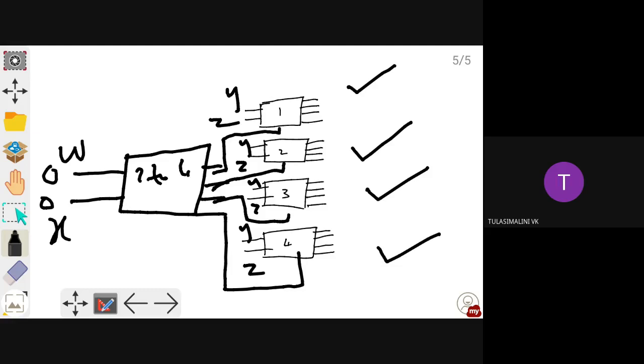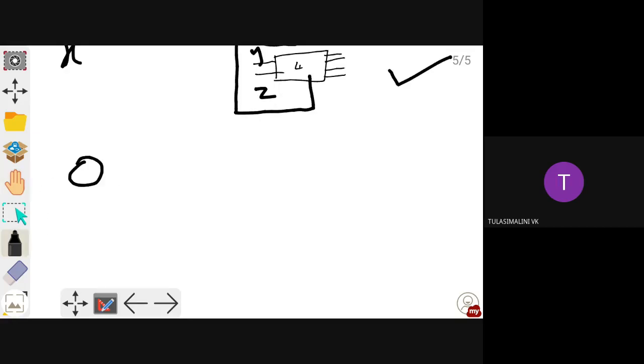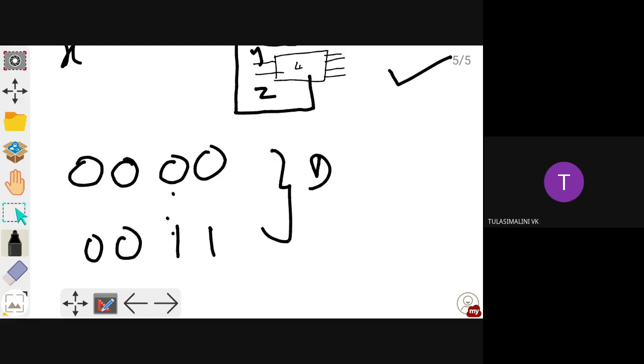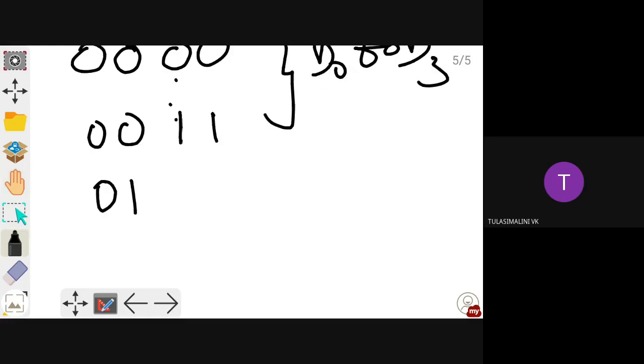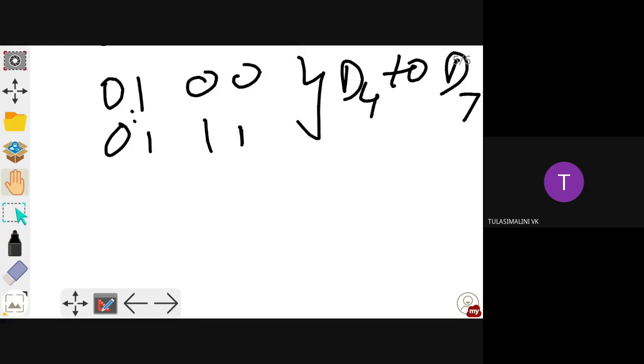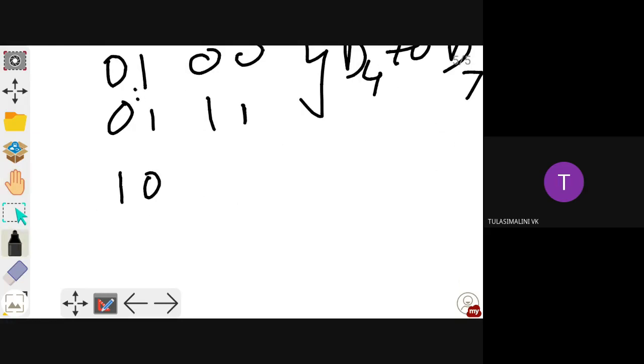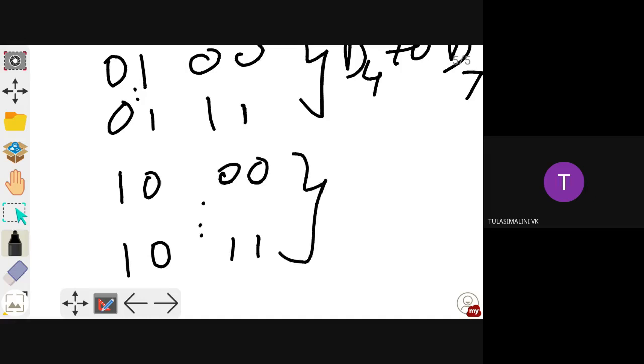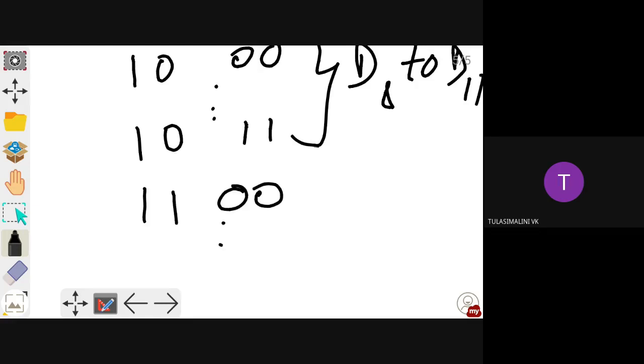So for the first decoder, from where to where will it be enabled? From 0000 to 0011 you will get D0 to D3. Then next, 0100 to 0111 you get D4 to D7. Then from 1000 to 1011 you will get D8 to D11. Then from 1100 to 1111 you will get D12 to D15.